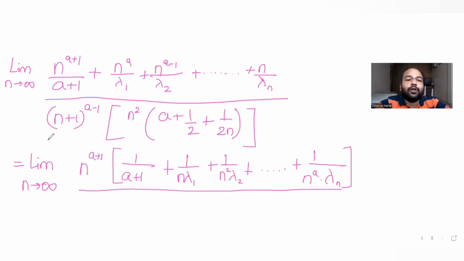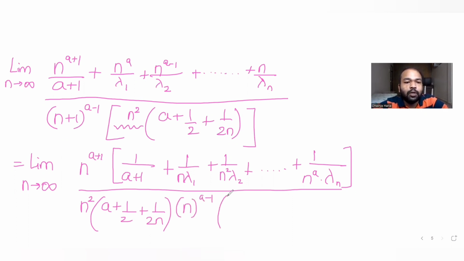Now, same thing if I do it here also, I can take n square common already. When I take n square common, I have a plus half plus 1 upon 2n. And from here, if I try to take n raised to a minus 1 common, in the bracket we will have 1 plus 1 by n raised to a. So now if you see this n raised to a minus 1 and n square, basically it gets multiplied and gets added up to form 2 plus a minus 1, which is a plus 1.